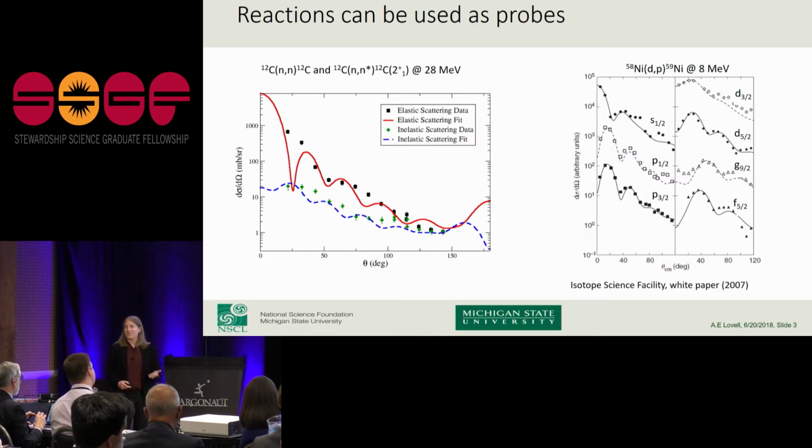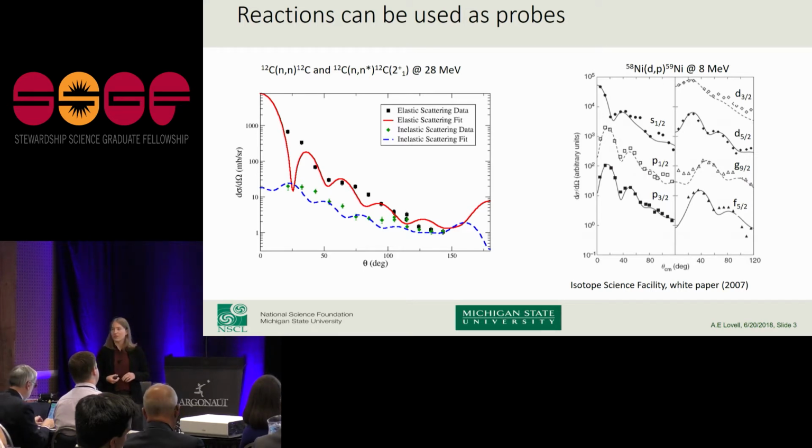So there are several different kinds of reactions that can be used as probes, and I'm just going to give a couple of examples here, and this is not inclusive. But we can use reactions such as elastic scattering, where you have a projectile incident on a target at some energy, and you get the same thing out at the same energy, shown here with experimental points in black, compared to a reaction calculation for a differential cross-section. And this can give us information about the strength of the interaction between the projectile and target, as well as the geometry of the interaction.